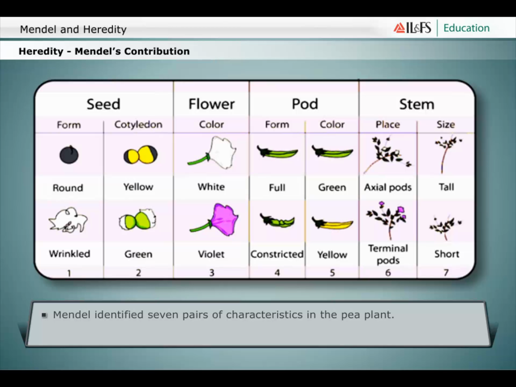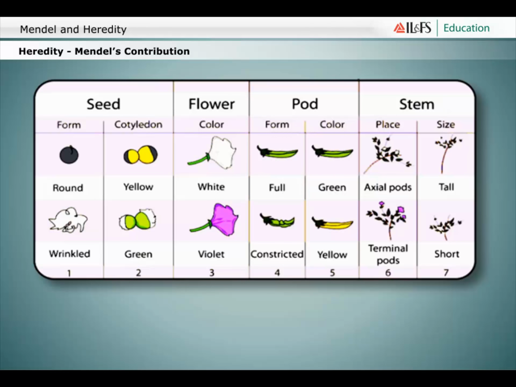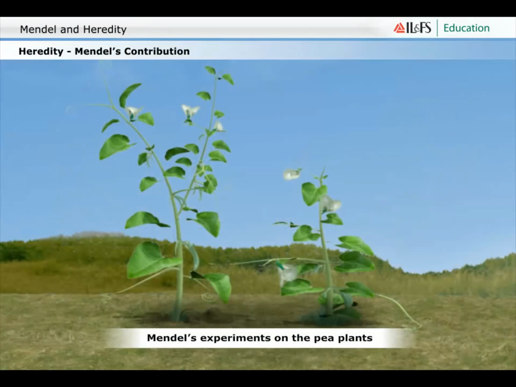Mendel identified 7 pairs of characteristics in the pea plant. He also identified an interesting pattern of transmission of certain characteristics in pea plants. Based on these findings, he established the laws of inheritance. Let's look at his experiments on pea plants to learn more about these laws.